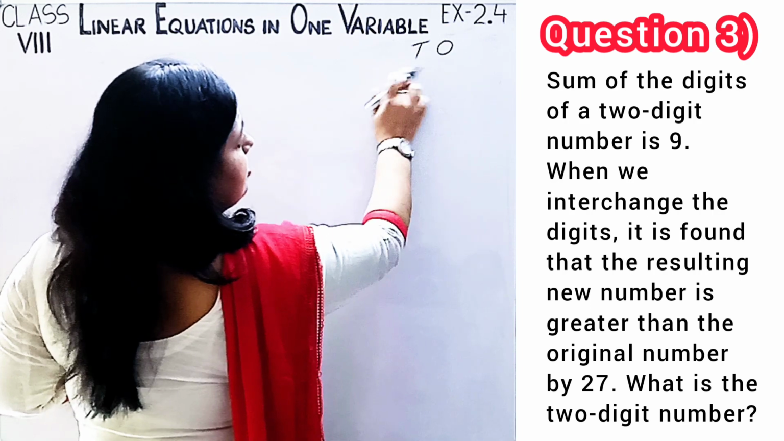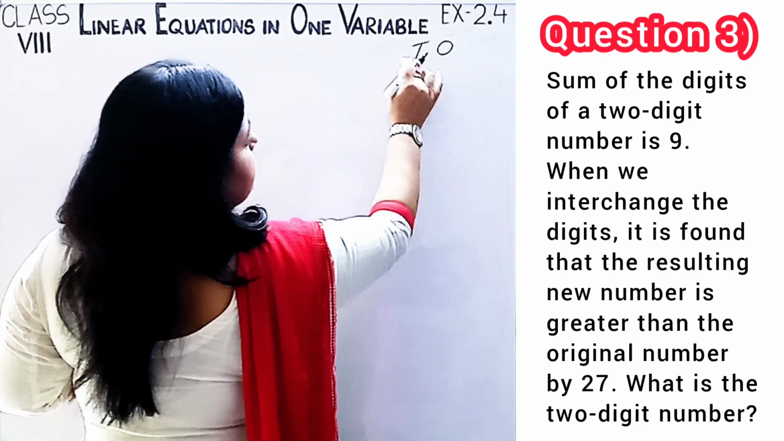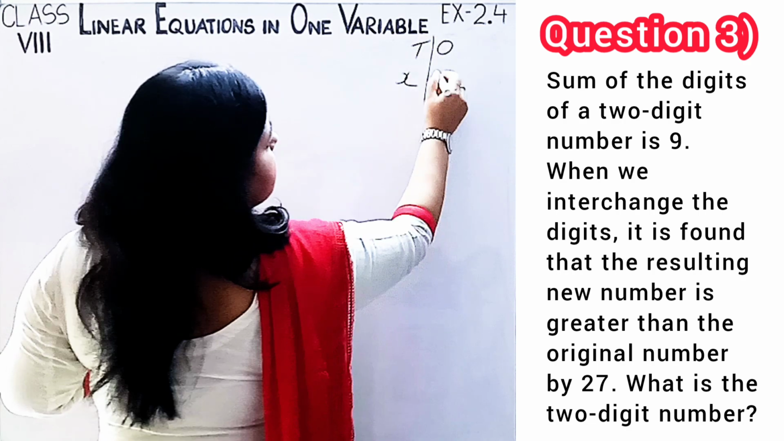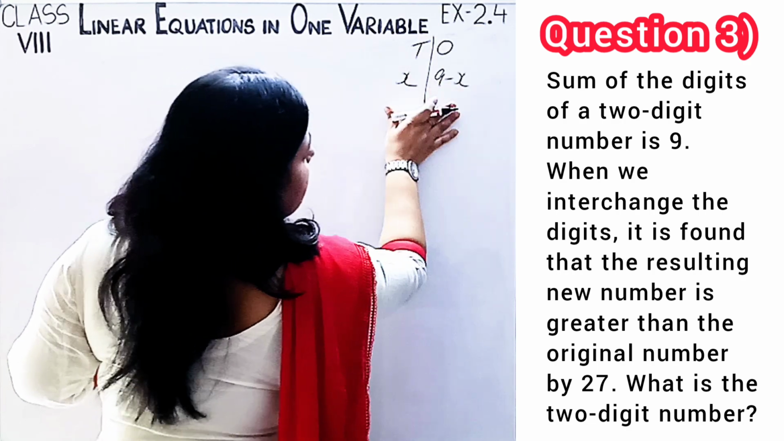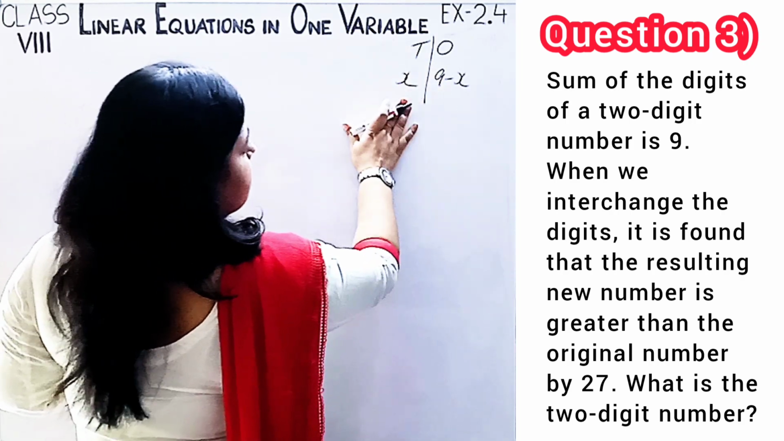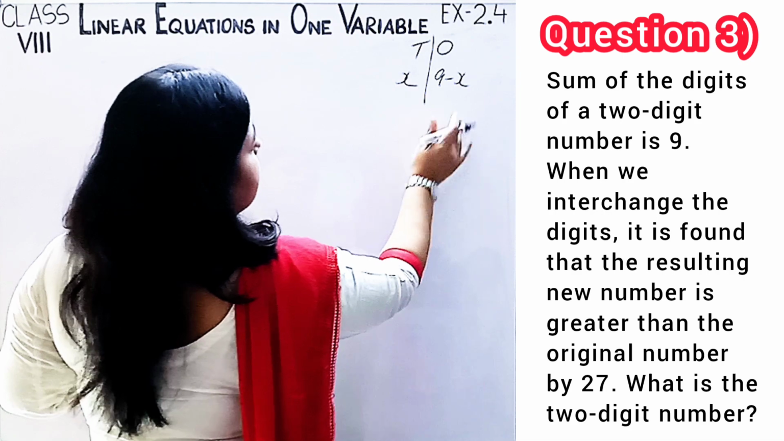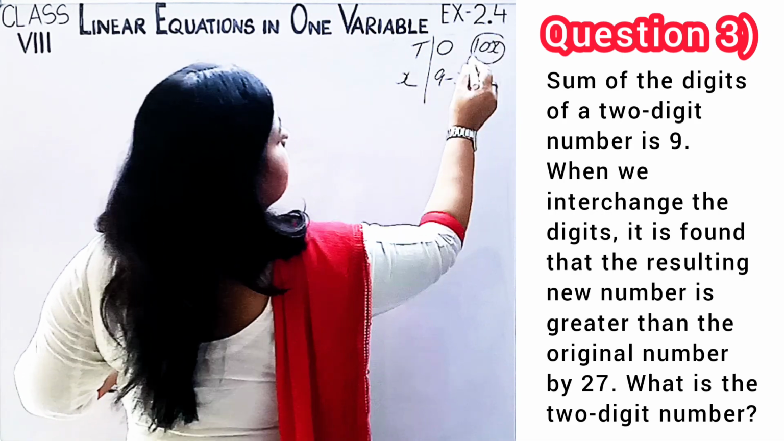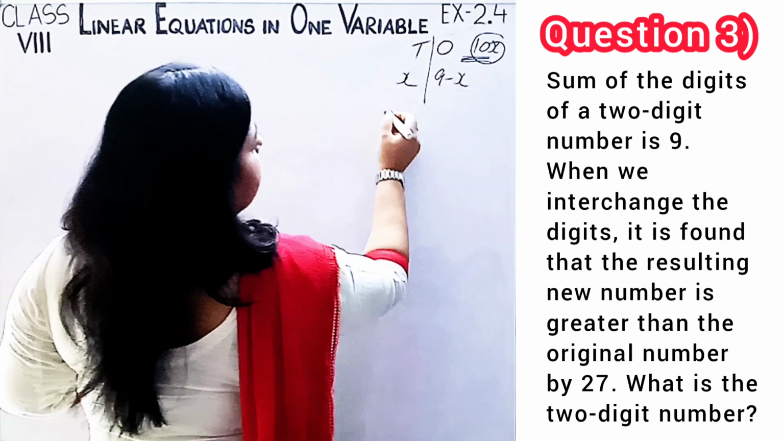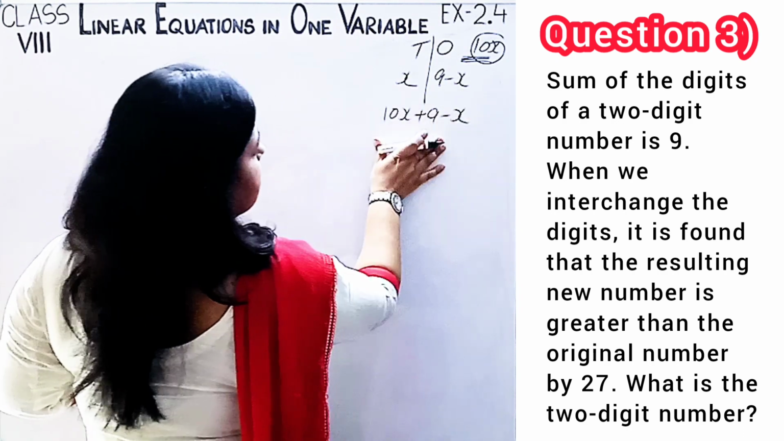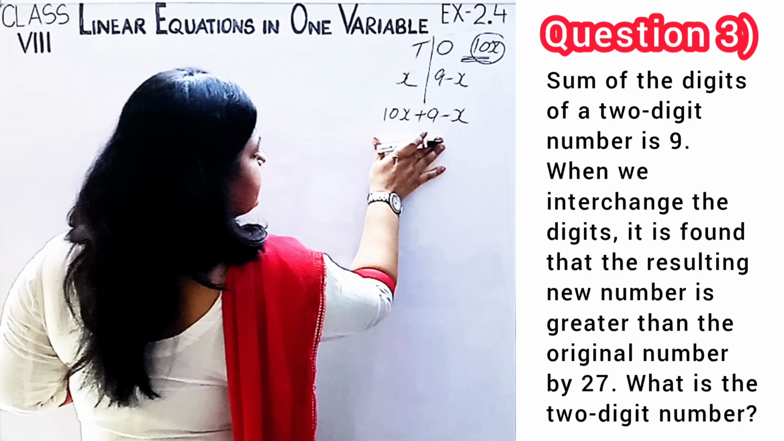So this one is your x, tens. And what about ones? This is 9 minus x. Here, the original number is 10x plus 9 minus x. Why are we taking 10x here? Because this is a 2-digit number. It means 10x plus 9 minus x. This is our first number.